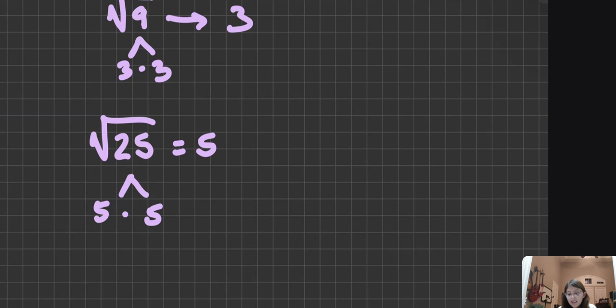So basically, when you think of the square root symbol, just think of it as a little question mark, right? And it's asking you which numbers can create this square, right?